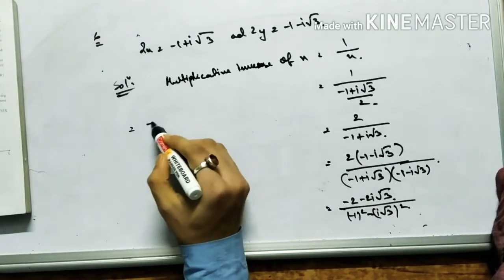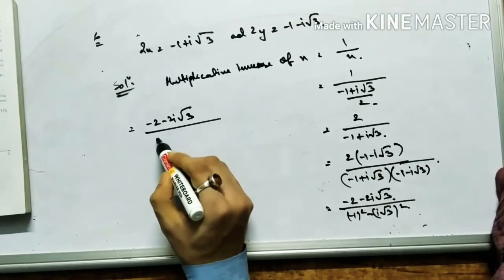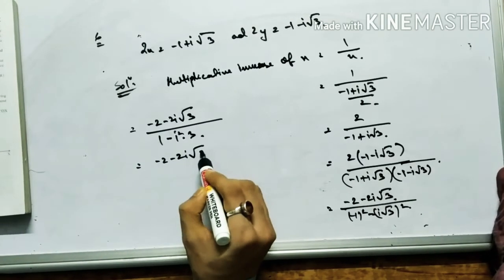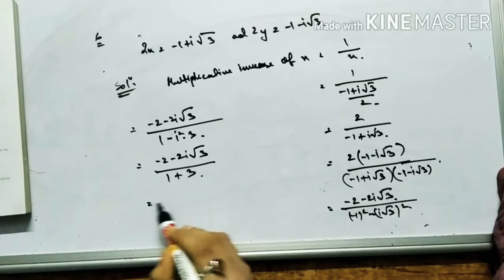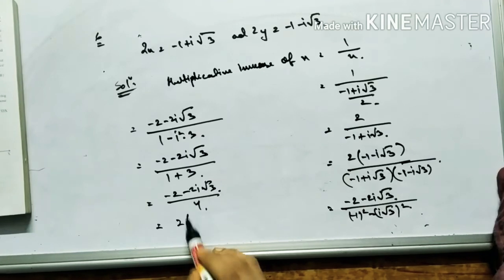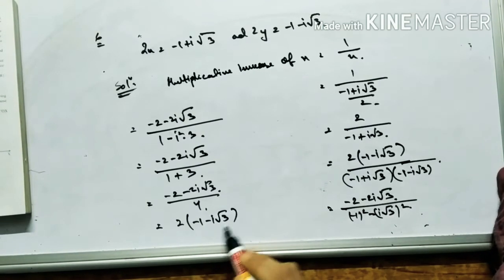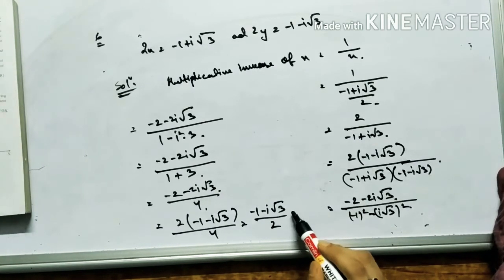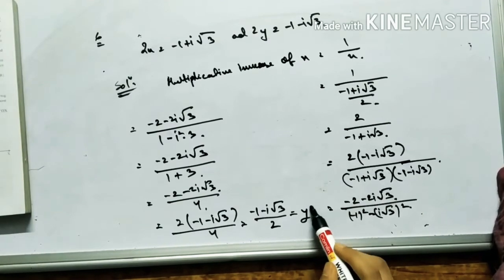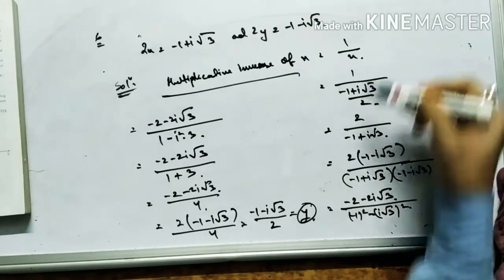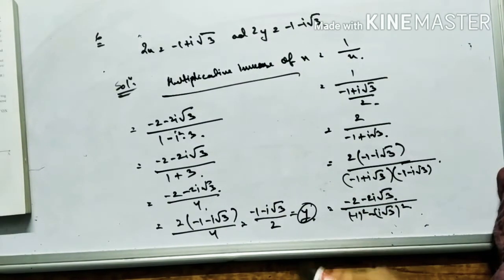Now this one: minus 2 minus twice i root 3 by 1 minus i square times 3, which is 1 plus 3, so minus 2 minus twice i root 3 by 4. Taking 2 common, minus 1 minus i root 3 by 4, which gives minus 1 minus i root 3 by 2, and this is equal to y. So therefore I can say that y is the multiplicative inverse of x.